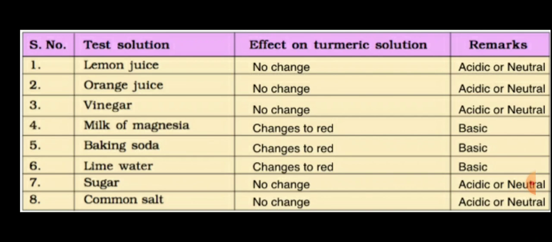Okay. Milk of magnesia, this time the turmeric solution will change to red, so it is a basic solution. Similarly, the baking soda will change to red, so it will also be a basic solution. Lime water will also change to red, so it will be a basic solution. Sugar, no change, so it may be acidic or neutral. Common salt, no change on turmeric solution, so it will also be acidic or neutral. With the help of litmus, you can confirm whether it is acidic or neutral. Okay. Sugar was neutral, similarly common salt was also neutral.